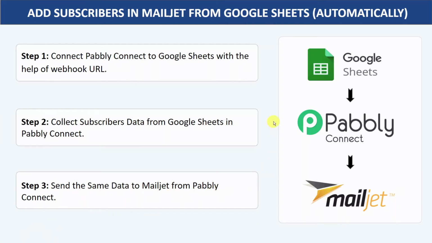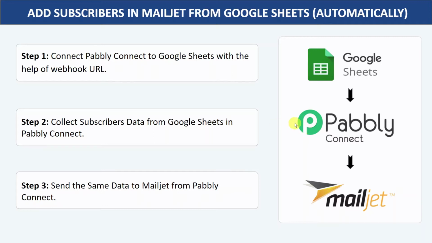It means that Pabbly Connect is going to give us a webhook URL. In step 1, first we will go to Pabbly Connect. It is going to give us a webhook URL. We are going to paste that webhook URL into our Google Sheets. So it will create a link between Google Sheets and Pabbly Connect in step 1.